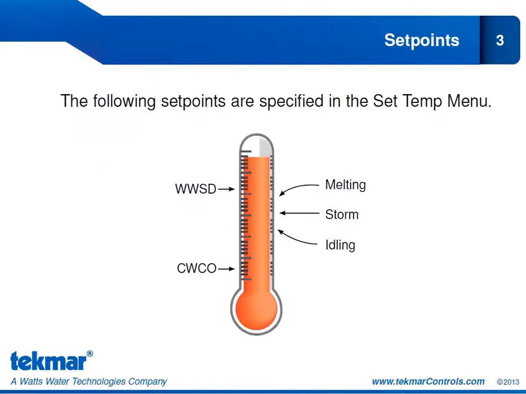The following set points are all specified in the Set Temp menu. So these are set points that the user or the installer would input for their particular system. We have our warm weather shutdown set point, cold weather cutout, the melting set point, the storm set point, and the idling set point. And we'll look at each of these over the next few slides.